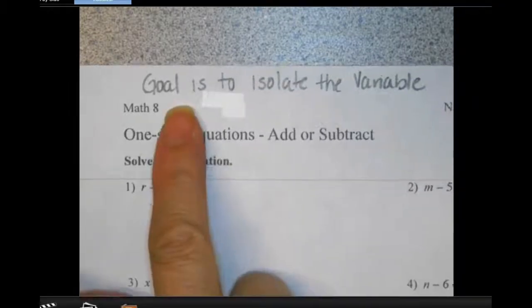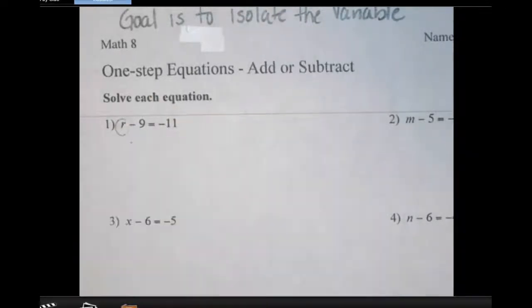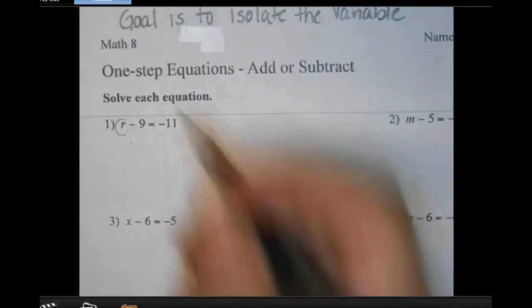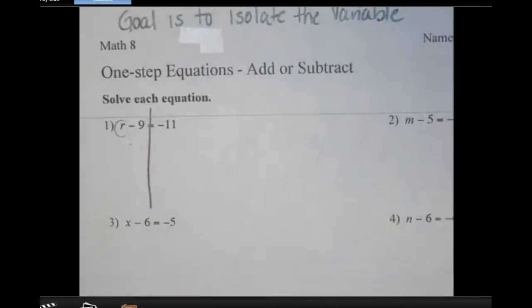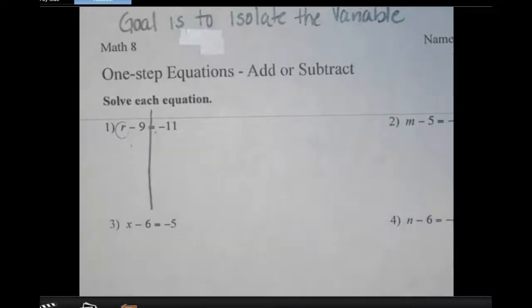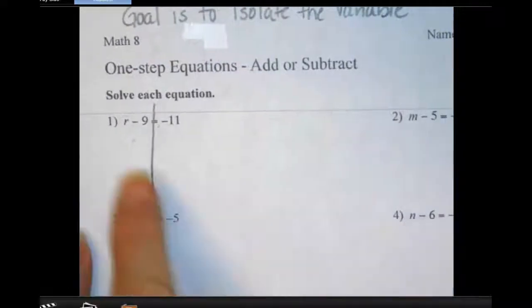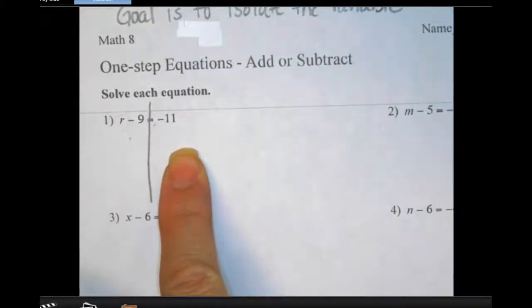Okay, so my goal to isolate the variable means that I want this letter, this is my variable, all by itself on the left side. So I'm going to draw a line down here, and I'm going to think of this problem as a scale. I want you guys to draw a vertical line straight down the center over the equal sign, okay? Think of it as a scale. So we want to keep this balanced. Whatever I do on one side of my line, I have to do to the other side too, okay?